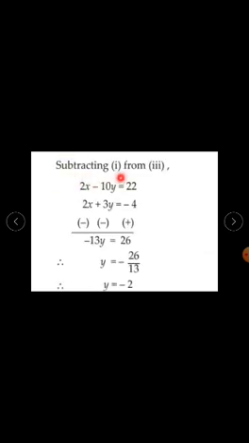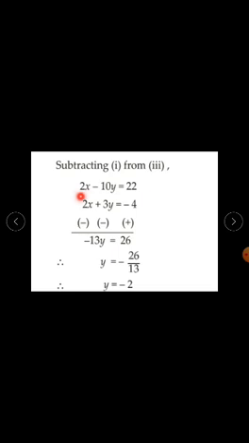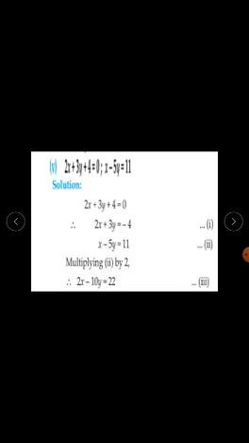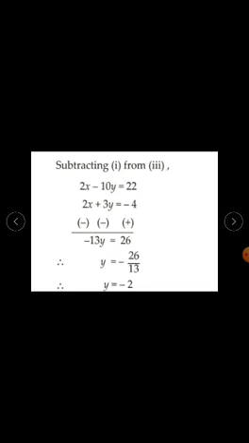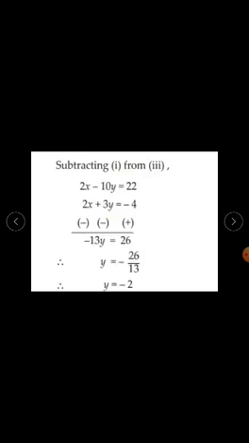Now, subtracting equation 1 from equation 3. Equation 3 is 2x minus 10y equal to 22, minus equation 1, which is 2x plus 3y equal to minus 4.